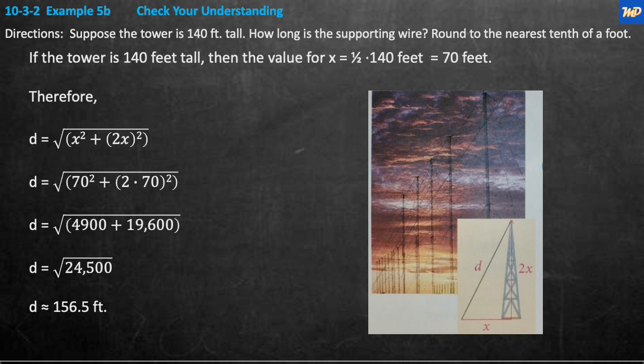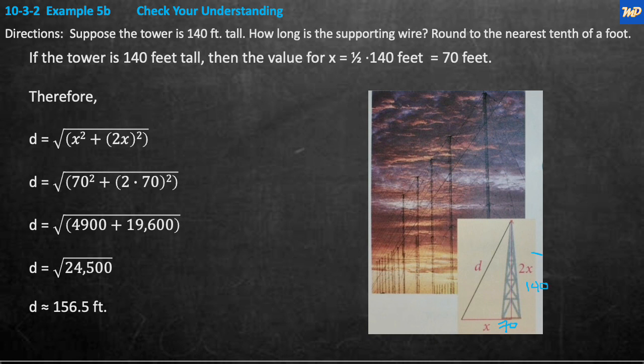Okay, now check your understanding. You've gone off and you've solved this problem on your own, and we're going to work it together. So suppose the tower is 140 feet tall. How long is the supporting wire? Round to the nearest 1/10 of a foot. And it says if the tower is 140 feet tall, then the value for x is 1/2 of the 140 feet, or 70 feet. If you look at the tower, you see that the height here is 2x. Well, if the height is 2x, that means x is half of 140, which is 70. So those are our two values that we're dealing with.